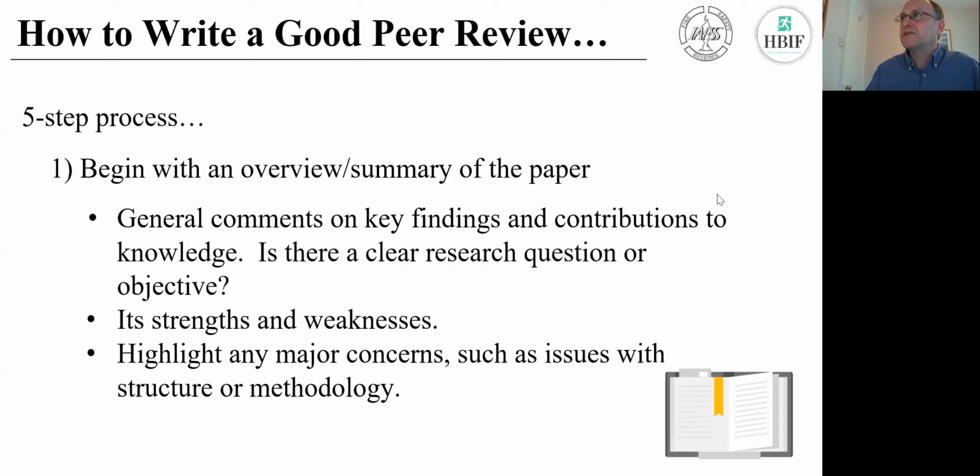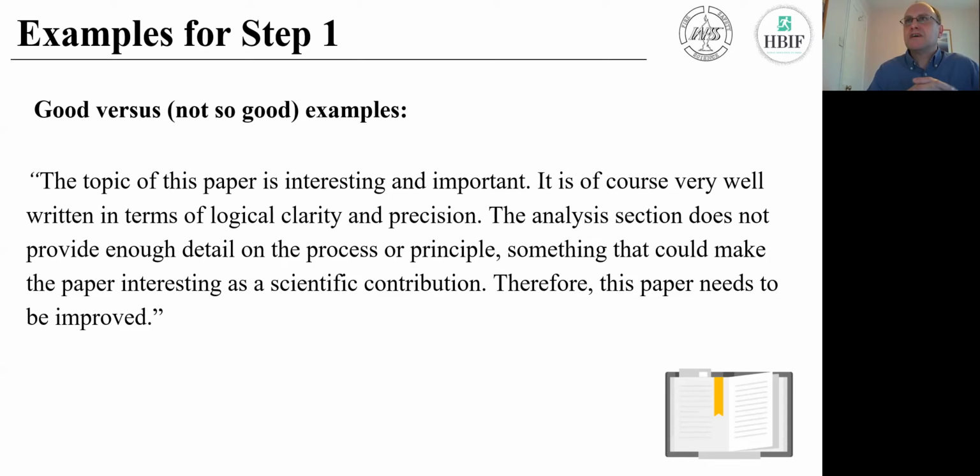Right, here we have a very short example of a write-up. Now, this is our not so good example. This is quite short and brief, and it's quite vague. It says the topic of this paper is of interest and importance, but it doesn't tell the editor where that's important because they're writing a journal, and they would like it to fit in with that topic of the journal. So you need to specify for this journal, this paper has certain areas of interest.